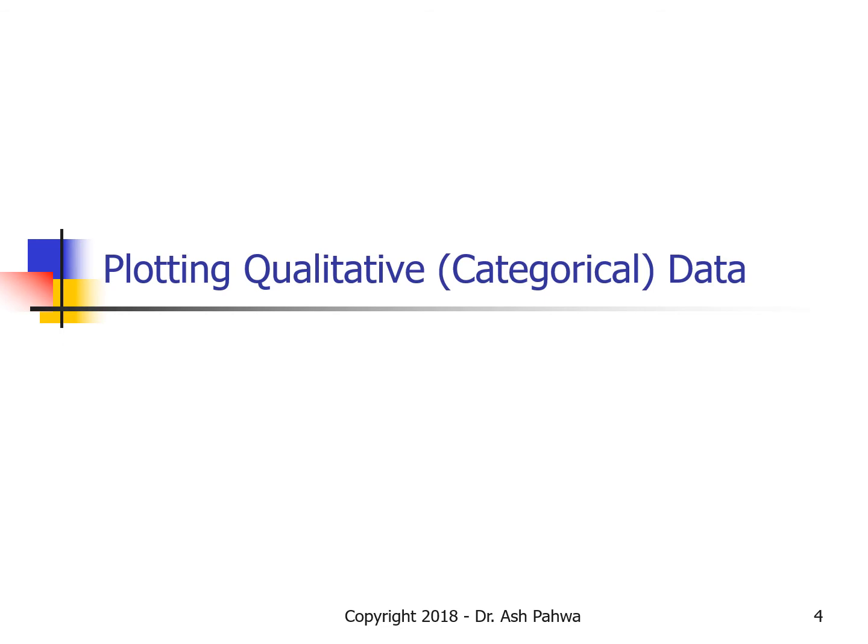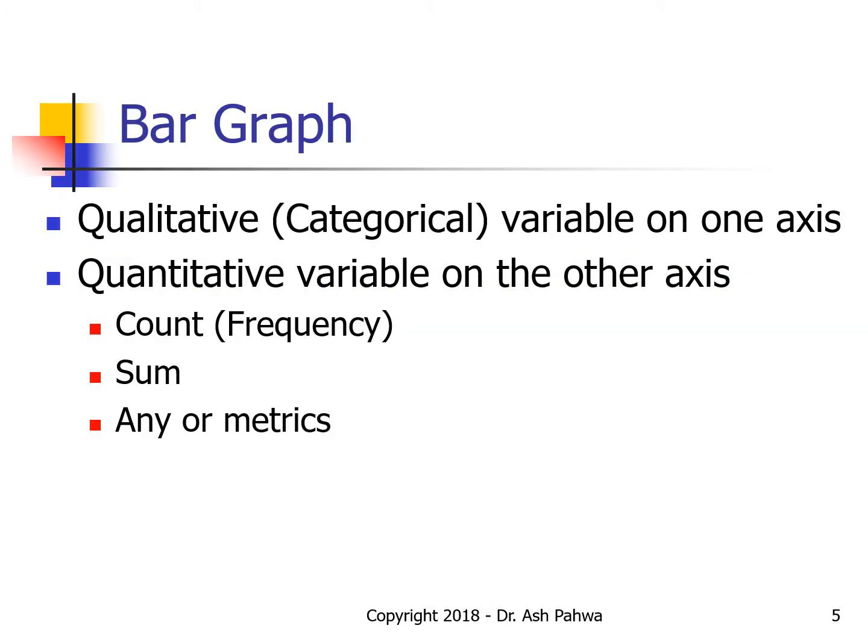First of all, let us start with the qualitative data, which is also called the categorical data. With categorical data, we plot this data on one axis, usually the x-axis, whereas the quantitative variable comprises the other axis, which is the y-axis. Now, since x is categorical data, what quantity value can we apply? These values could be either the count, which is also called the frequency, or the sum. It could also be any other kind of metric.